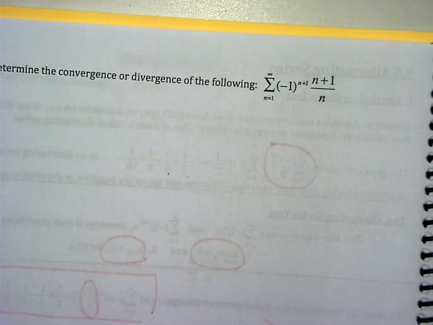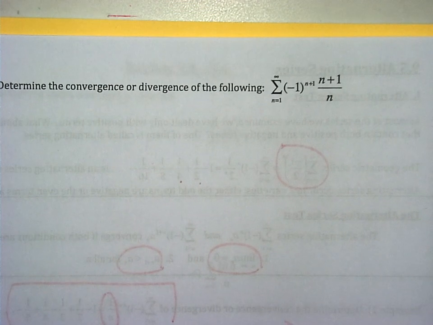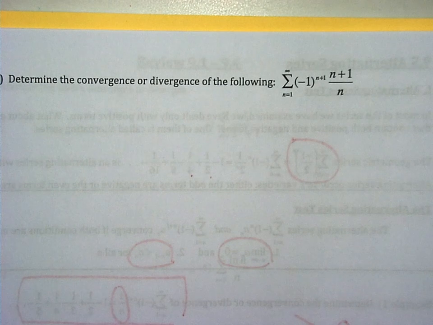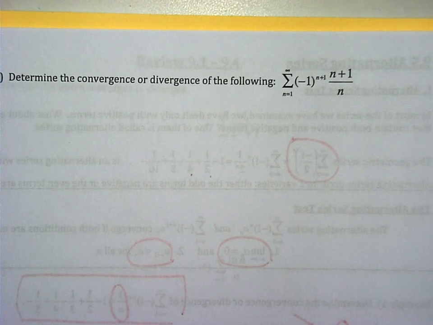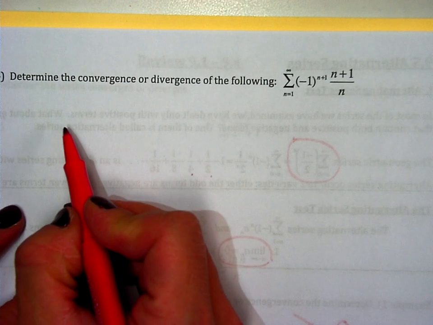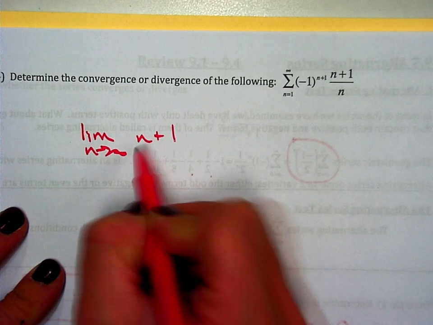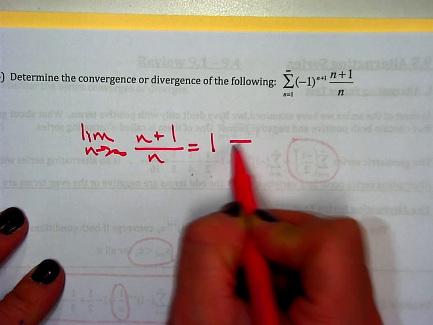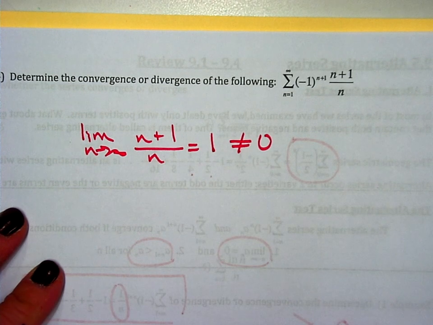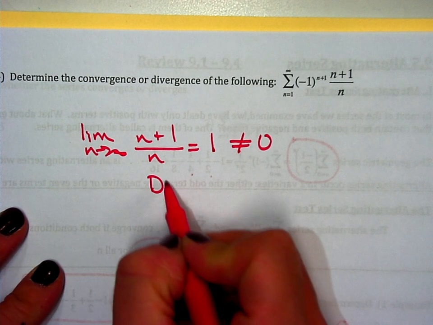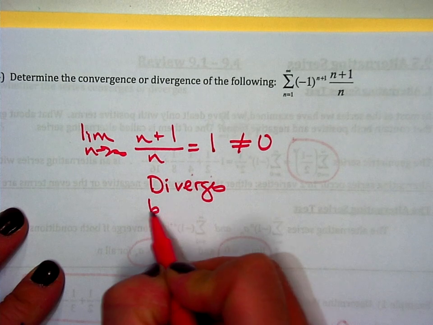Maybe you might want to pause the video at this point and try it on your own and then come back and check it. So I notice this is an alternating series because I plug in different values for n. It will go from positive to negative. So what are my two conditions? Is it true that the limit of the general term is equal to 0? No, it's not. So you're done. I do not need to check the second condition. So you can say it diverges by the alternating series test.